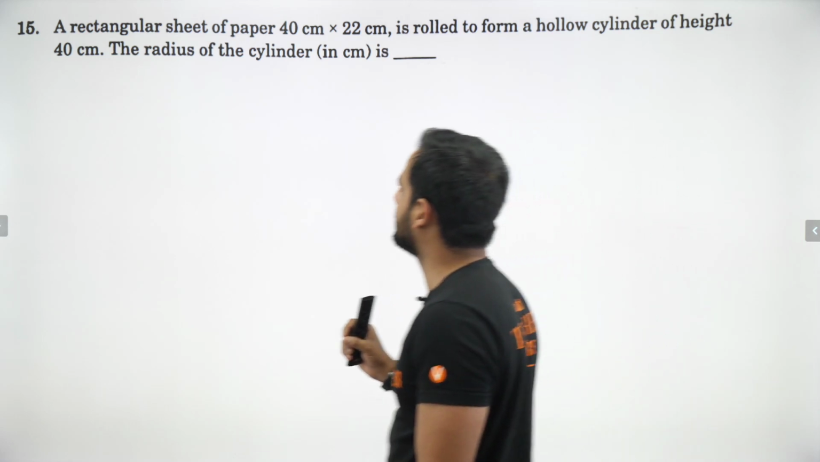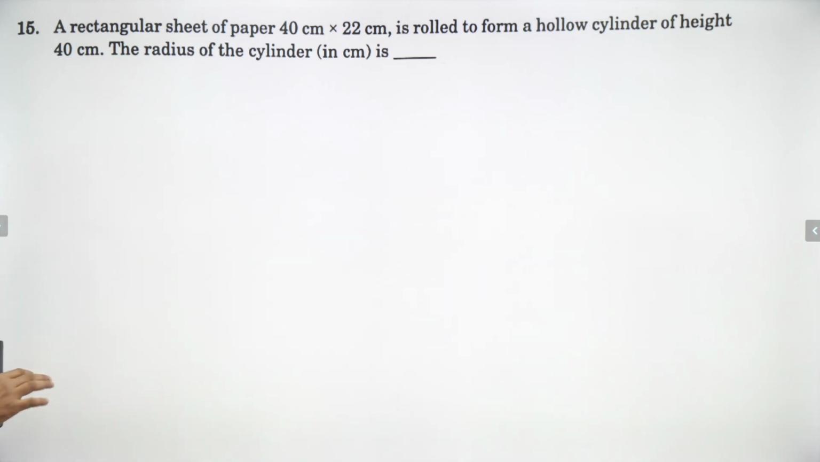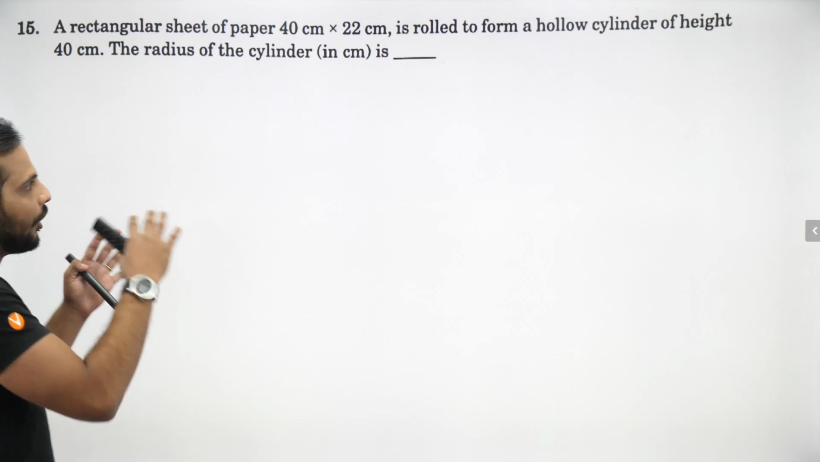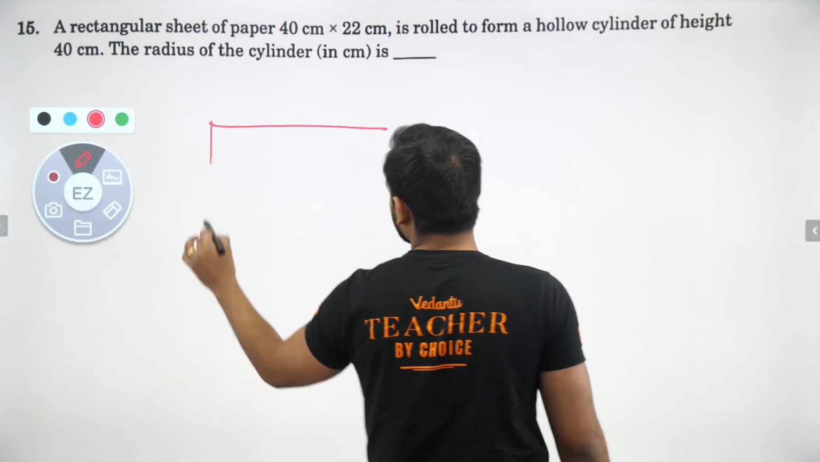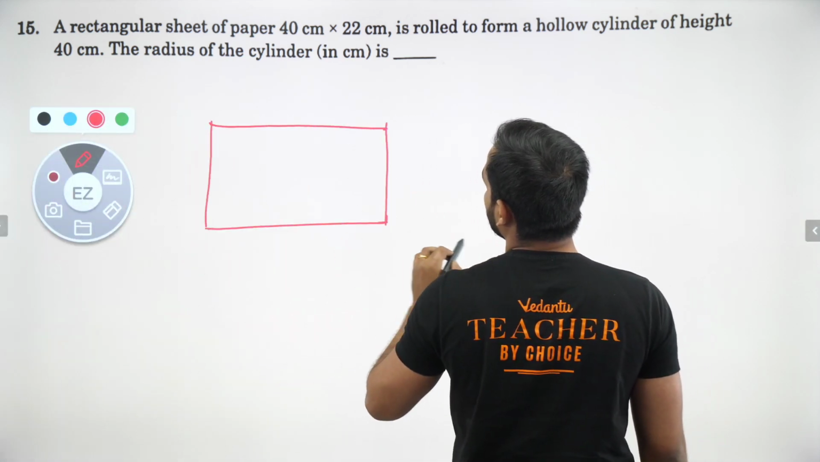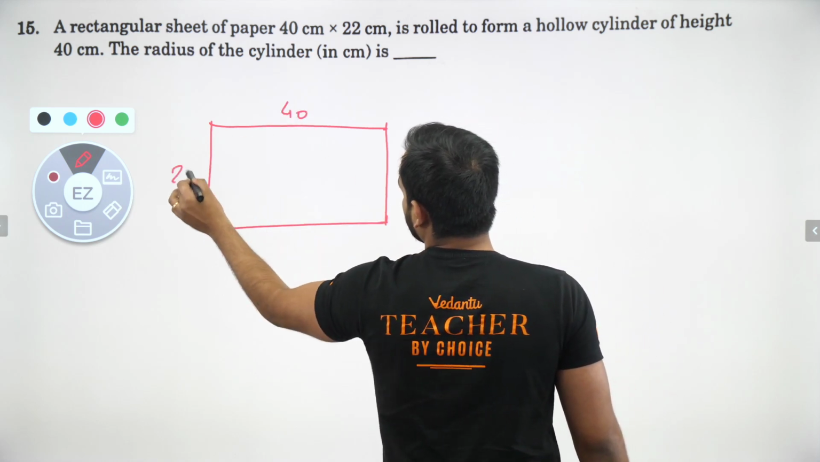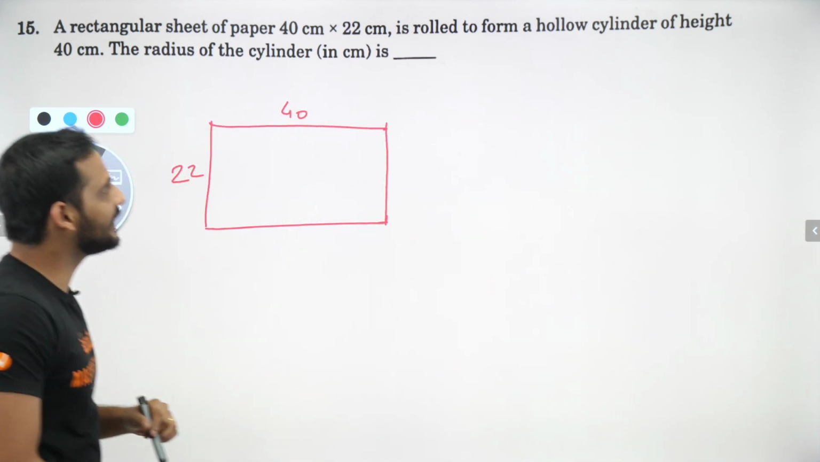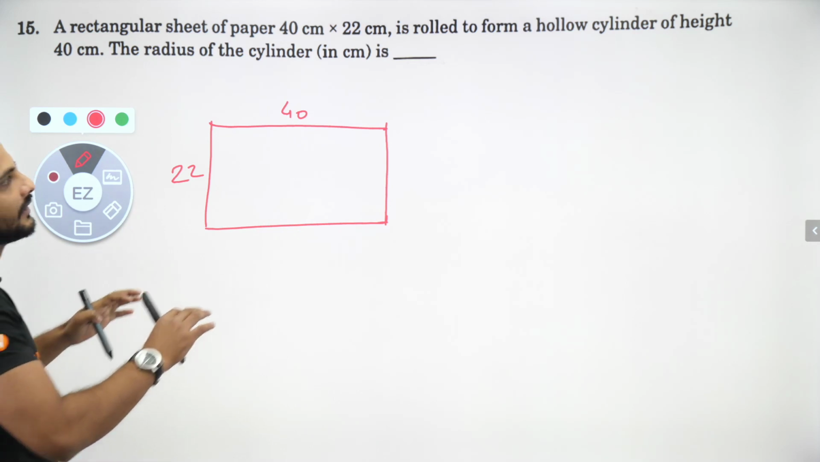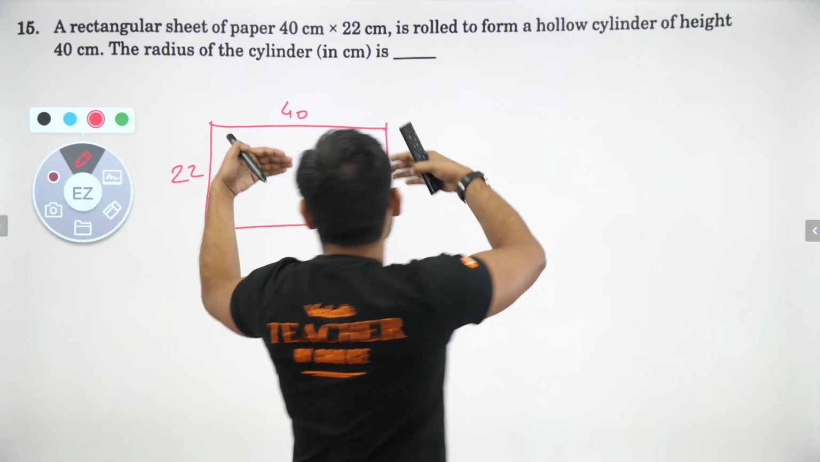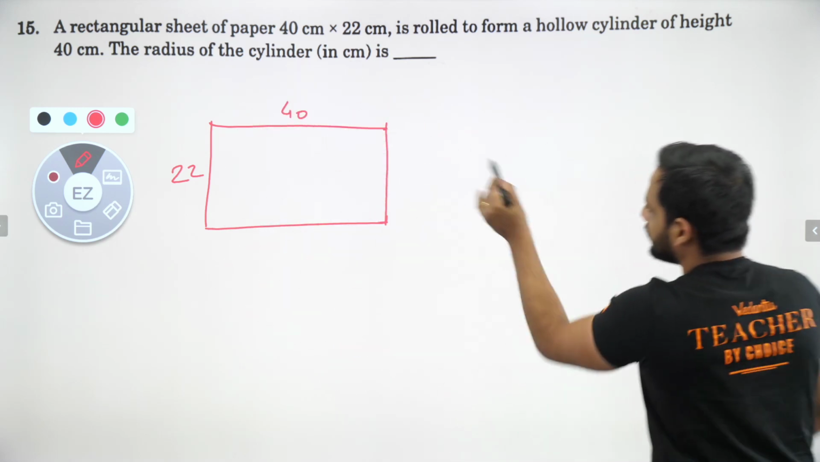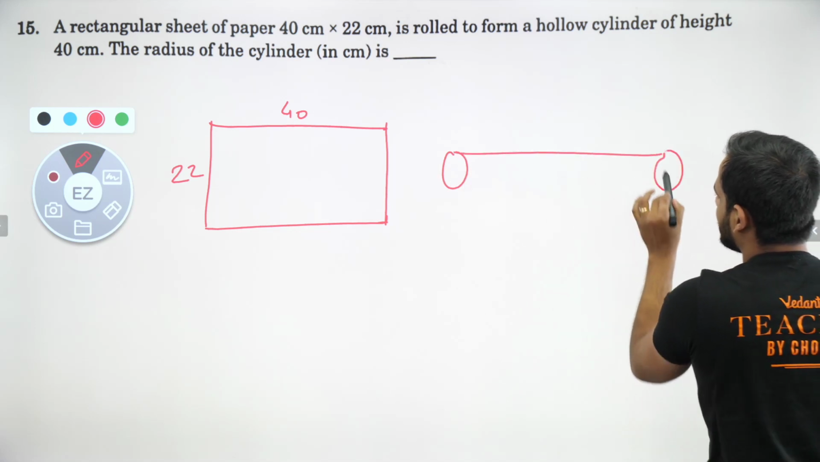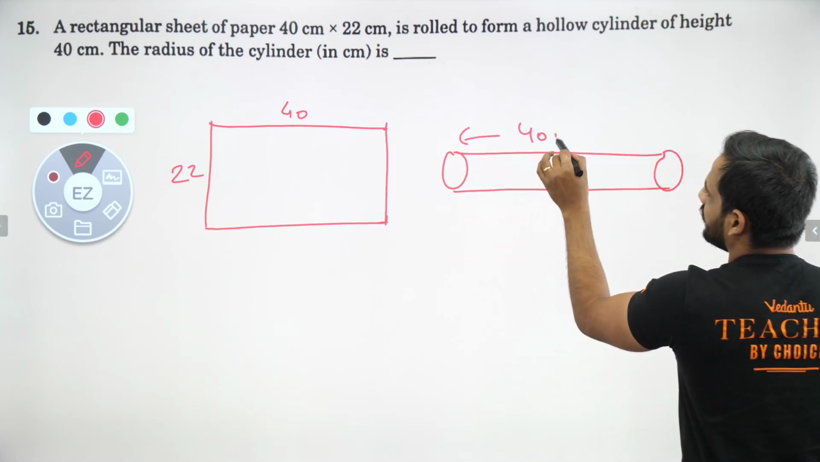A rectangular sheet of paper 40 centimeter into 22 centimeter is rolled to form a hollow cylinder of height 40 centimeter. So find the radius of the cylinder. But first just understand the diagram of this once. Okay. This cylinder is there. 40 and 22. Now see what they are saying, you have rolled it in such a way that the height of the cylinder is 40 centimeter. That means how have you rolled it? You have rolled it like this. So the cylinder formed will be something like this, where the height is 40.